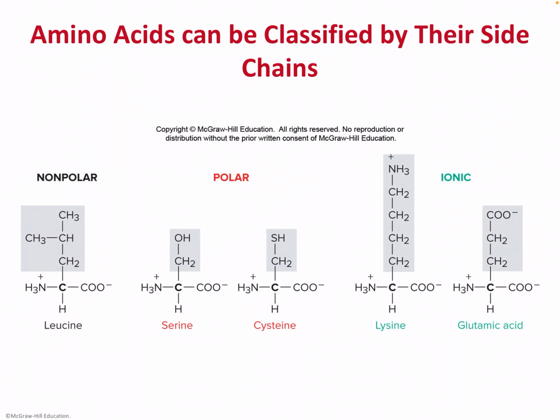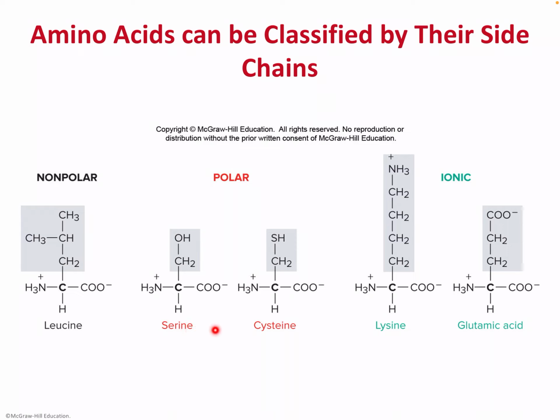Amino acids can be classified by their side chains. You will see some of these are non-polar amino acids because the R group that we saw in the previous slide is a hydrocarbon with carbon and hydrogens. So this is non-polar. There is no polarity. It has a non-polar side chain. So that makes this leucine a non-polar amino acid.